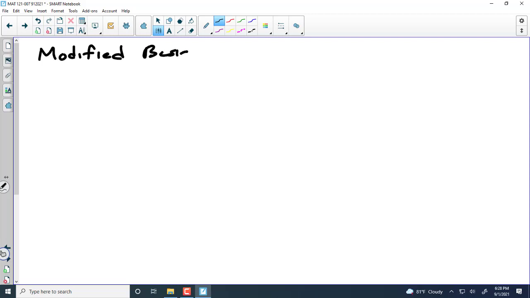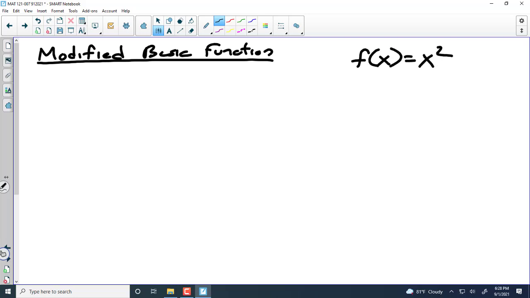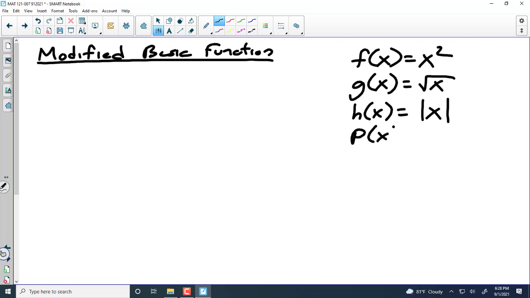A modified basic function. Now here's the cool thing, everyone. For this lesson, we are working with just 5 basic functions: x squared, square root of x, absolute value of x, x cubed, and the cube root of x. Now all of these have something unique about them. There's only one that has a power of 2, only one that has a square root, only one that has absolute value, only one with a power of 3, and only one that has a cube root. So we can tell when one of those functions has been modified by looking at the modified function.